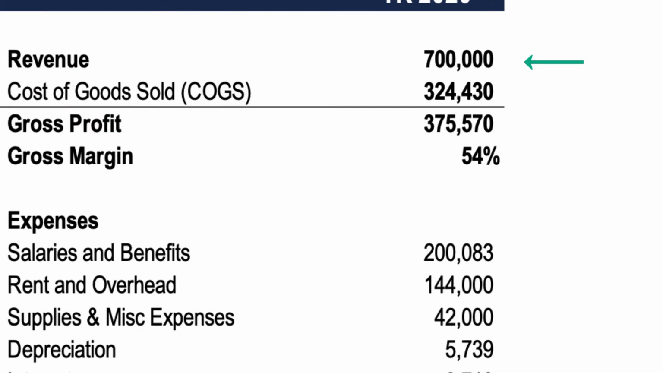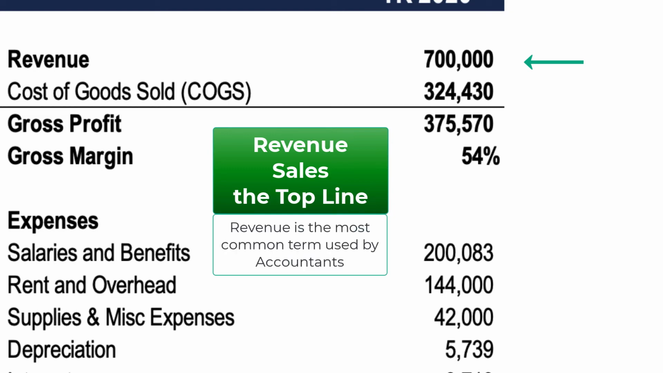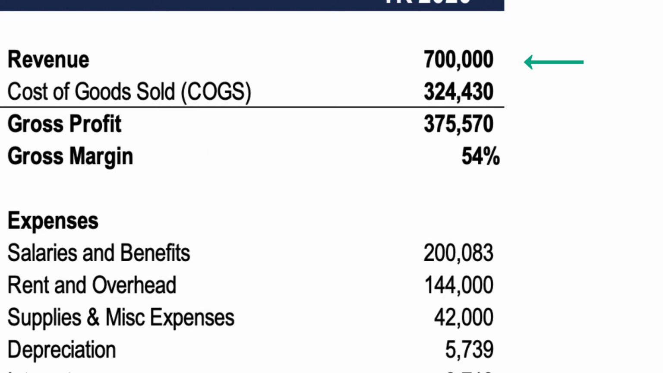The revenue is $700,000 for the year. Sometimes that is called sales. Sometimes it is referred to as the top line. It can go by different names. We will stick with revenue for now. That is the most common term that accountants use.